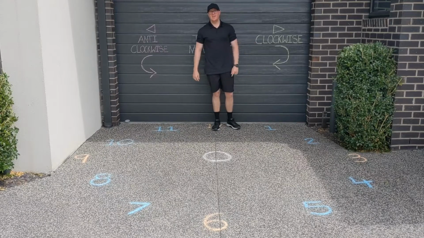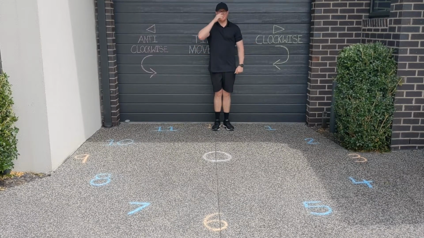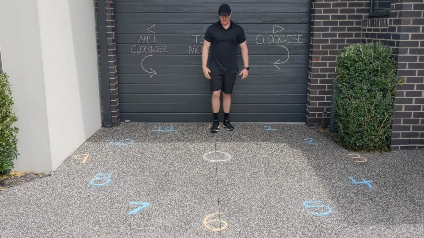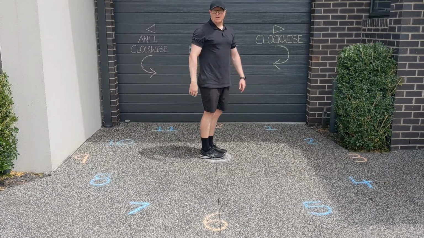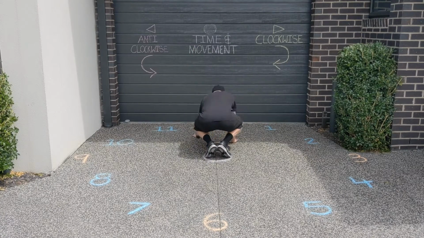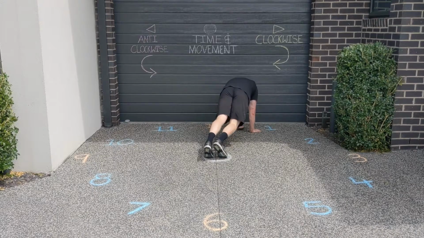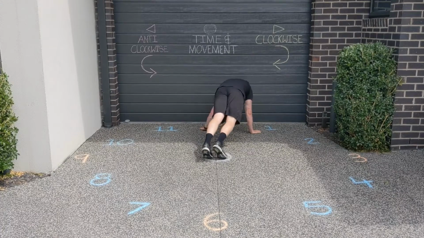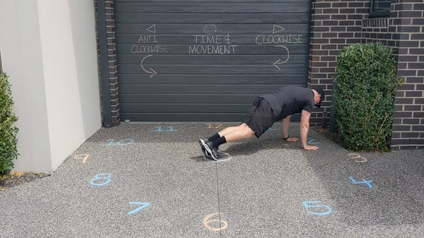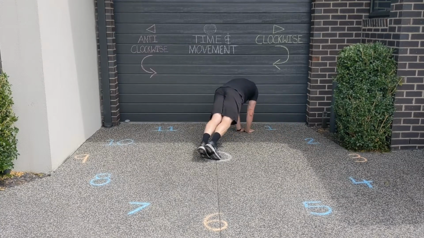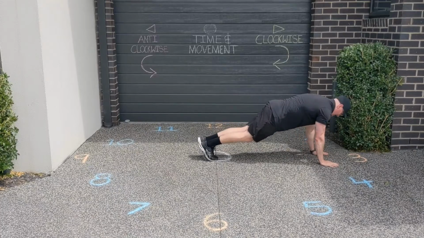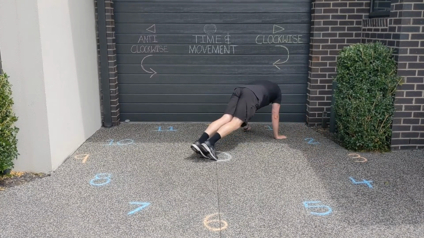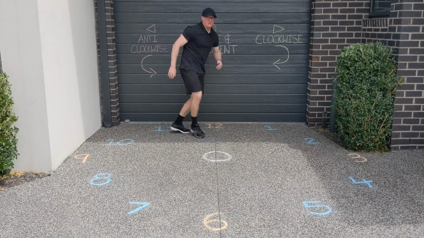Oh, my favorite. You could actually pretend that you are the short hand on a clock, so the hour hand. You could put your feet in the middle and you could plank walk your way around, and it looks like this. So I'm in this position, clockwise to 1, anti-clockwise back to 12. Clockwise to 2, anti-clockwise back to 12. Clockwise to 3, anti-clockwise all the way back to 12.